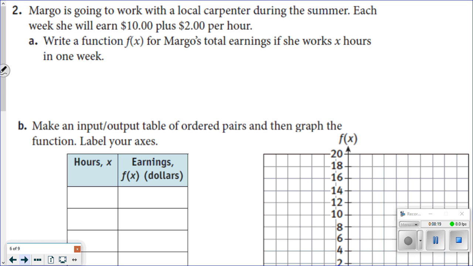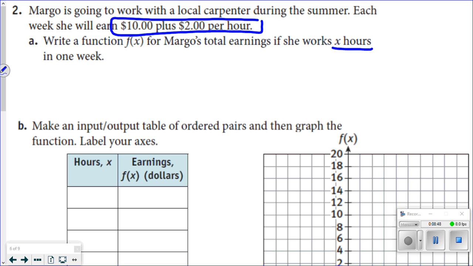Margot is going to work with a local carpenter during the summer. If she has to buy wood, she needs money in order to buy it. Each week she is going to earn $10 just for showing up, plus $2 per hour. So write a function f of x for Margot's total earnings if she works x hours in 1 week.